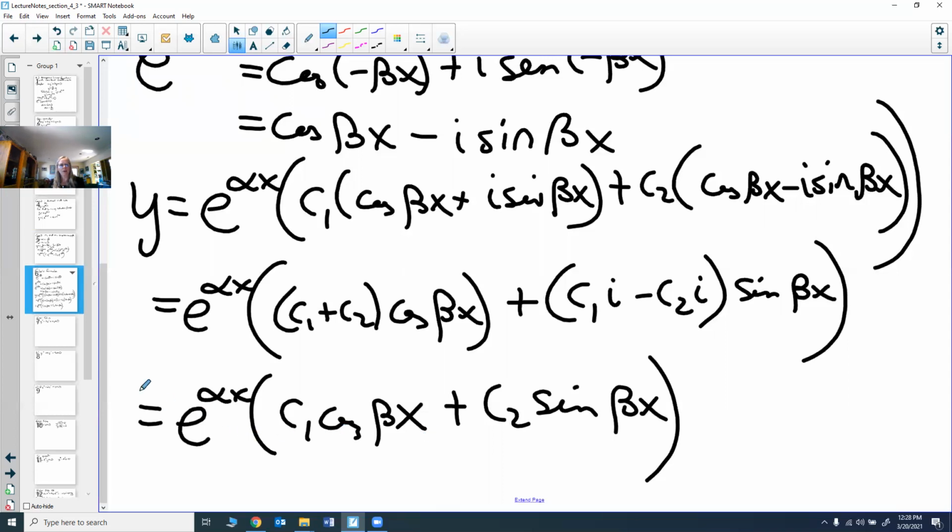But we now have that our solution, when we have just two complex conjugate solutions, is going to be e to the alpha x times c1 cosine of beta x plus c2 sine of beta x. Notice there's no i left in this. And it's mostly just using whichever one you happen to have when you go to solve these.